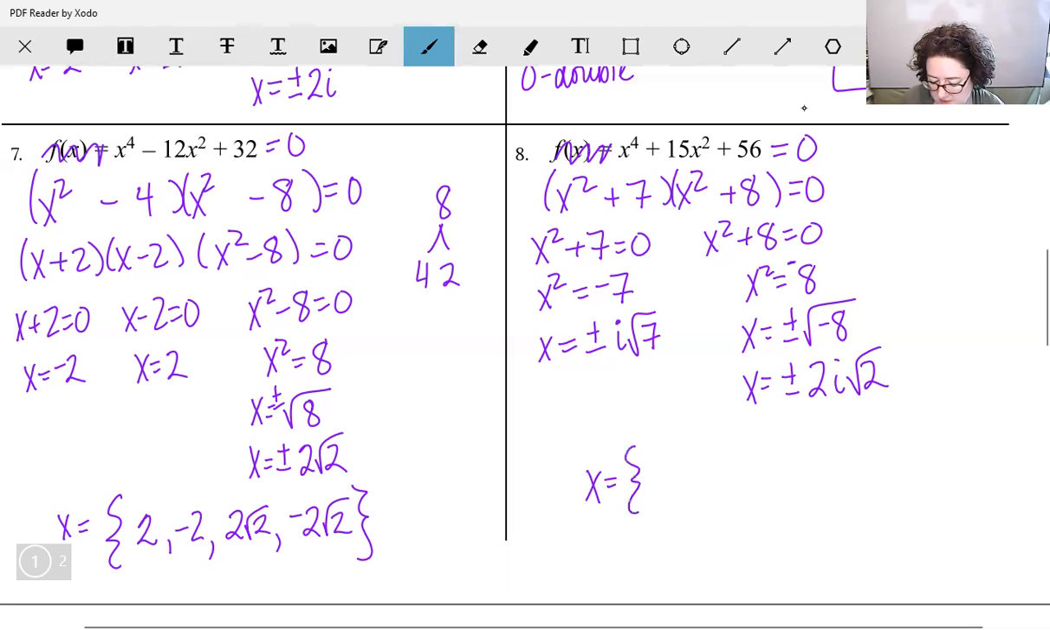So 4 solutions, we have an i√7, a -i√7, we have a 2i√2, and we have a -2i√2.